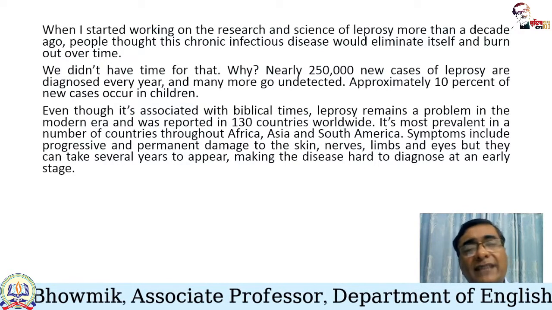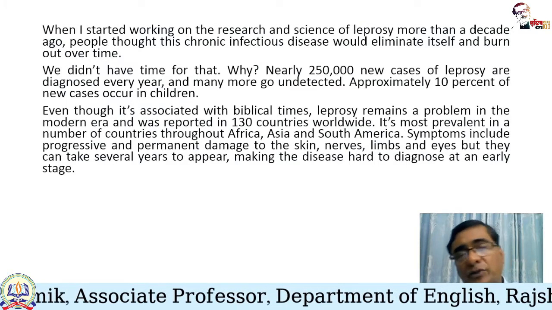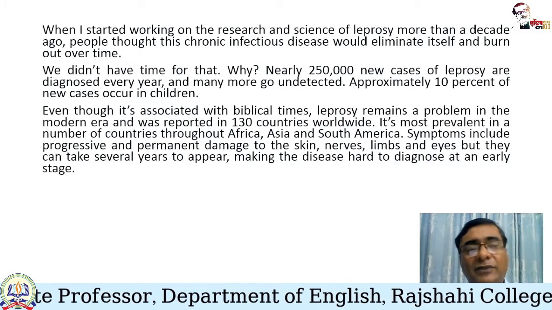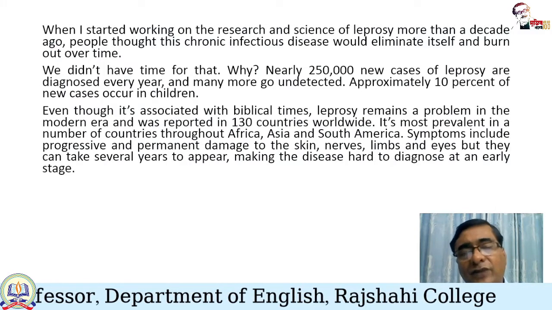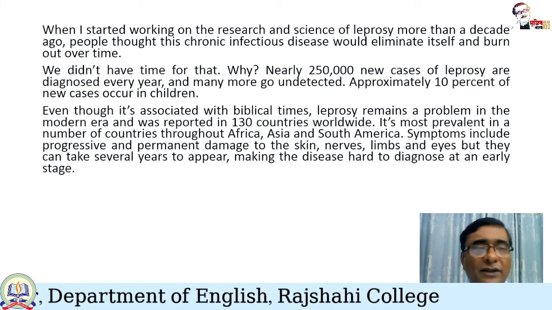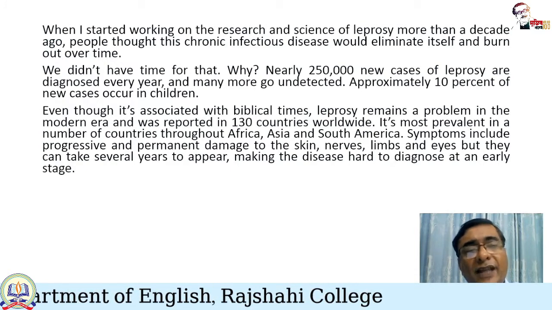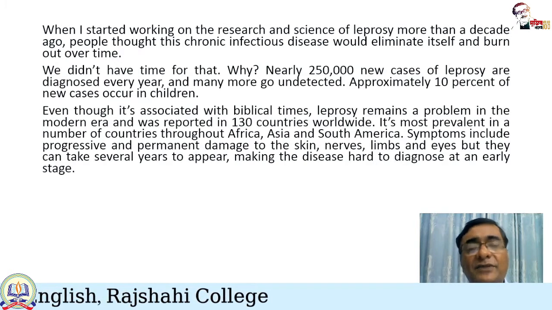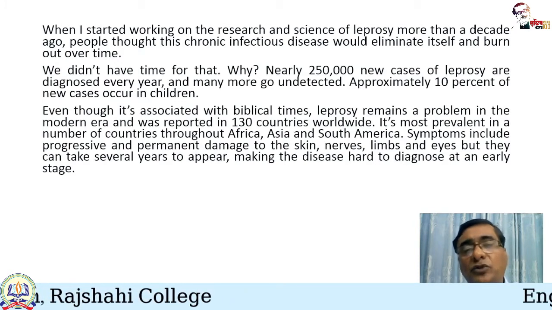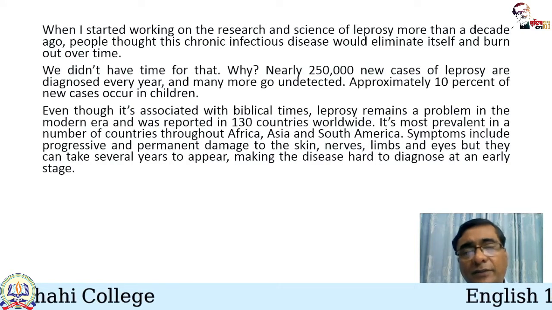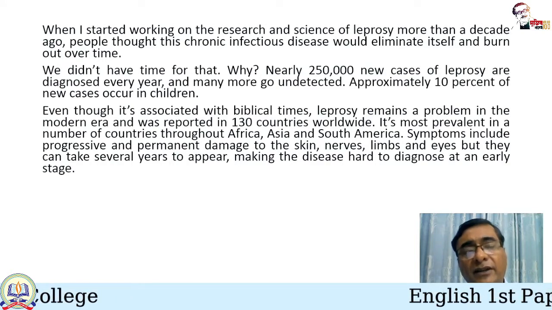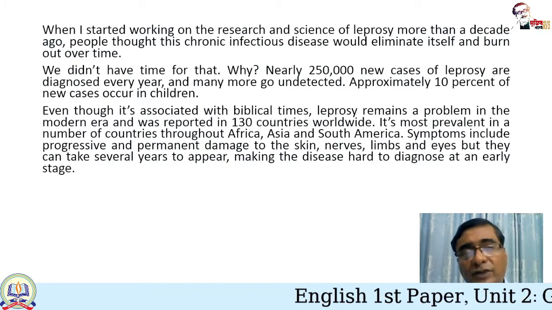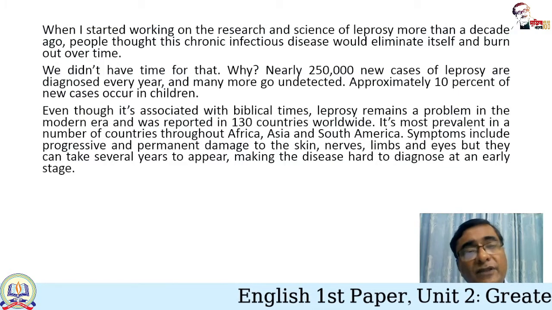Now let's go to the second sentence. We are talking about leprosy, and at the same time we are trying to identify phrases, because we will need phrases in order to answer the flowchart task. We didn't have time for that. Why? The speaker says that they didn't have sufficient time. Nearly 250,000 new cases of leprosy are diagnosed every year, because a huge number of people were being diagnosed with leprosy. That's why they didn't have sufficient time.